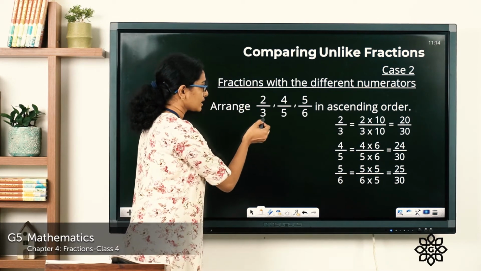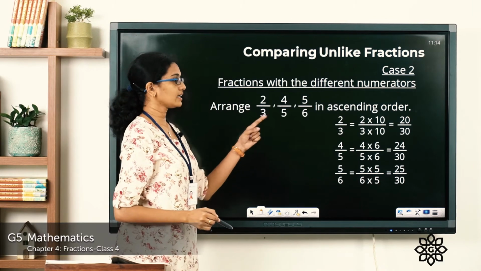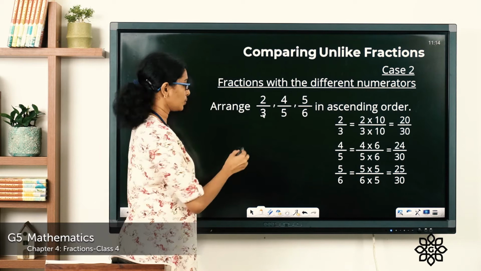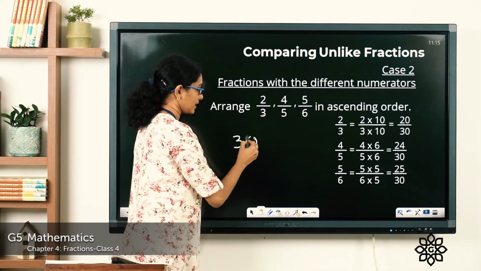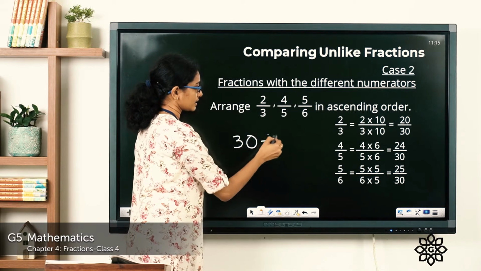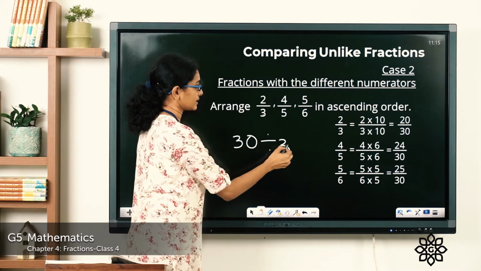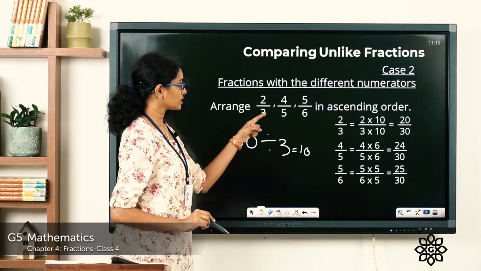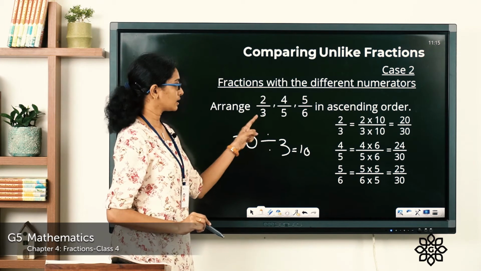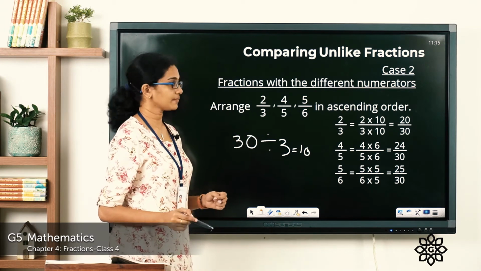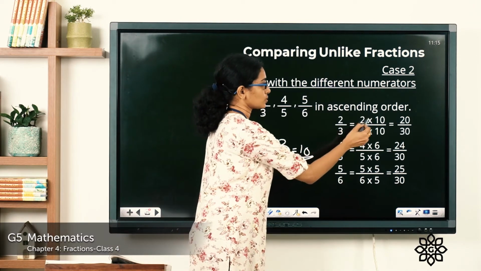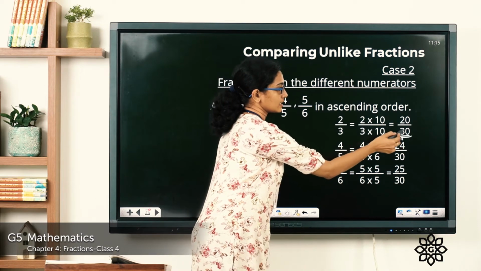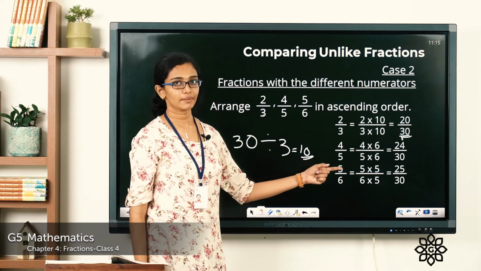Let's divide the LCM by this denominator. How many 3's will make 30? How can we find that? We have the LCM here, 30. Then divide it by the denominator. 30 divided by 3 is equal to 10. So, if we multiply both this numerator and the denominator with 10, we can change this denominator to 30, right? So, let's take 10 here. 2 into 10 is equal to 20 and 3 into 10, 30. See, the denominator here is changed to the LCM obtained.